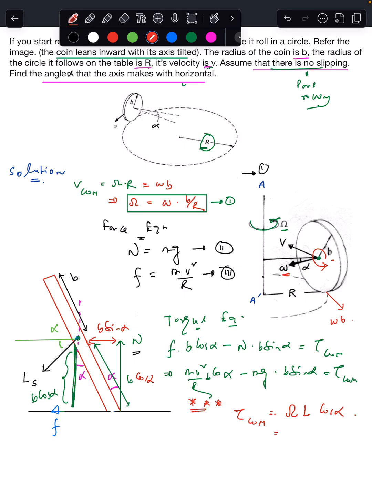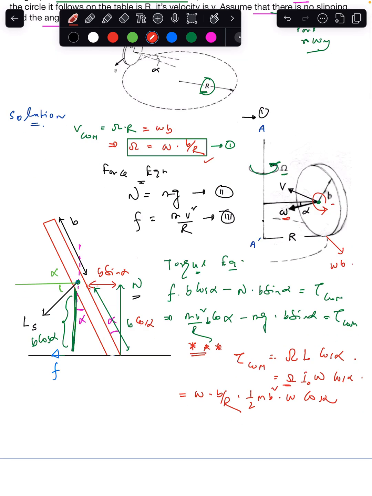Now L is equal to how much? L is equal to nothing but I naught into small omega into cos alpha. We already have the value of capital omega from here. How much are you going to write? Omega b by capital R. How much is I naught? I naught is equal to simply half m b square into omega cos alpha. Correct? By doing proper substitution, leaving the calculation part up to you, we will get the equation as tan alpha is equal to half of v square by rg. Isn't it interesting? Because in case of circular motion, we have seen that tan theta often comes to be v square by rg, but here it is coming how much? Half of v square by rg.